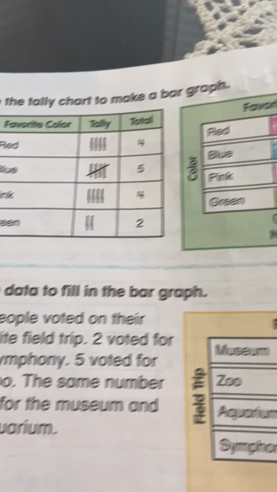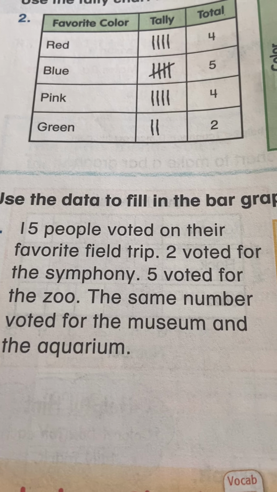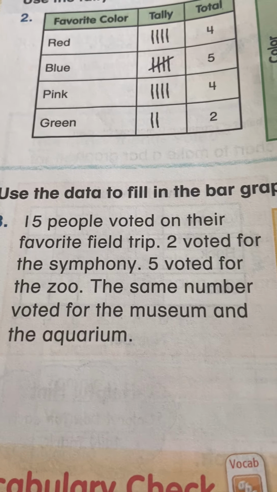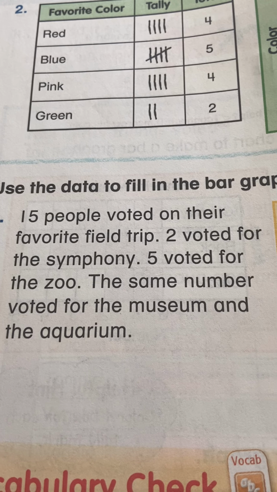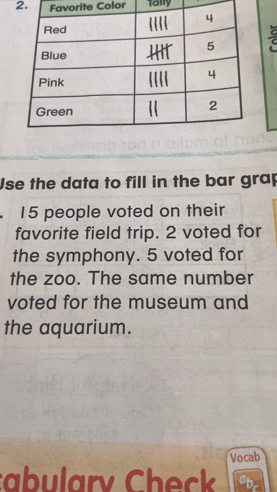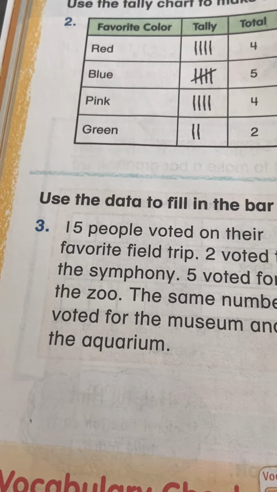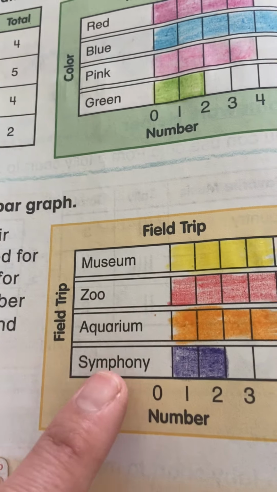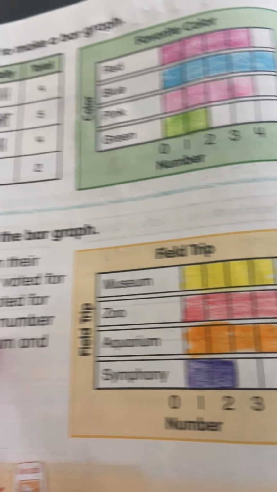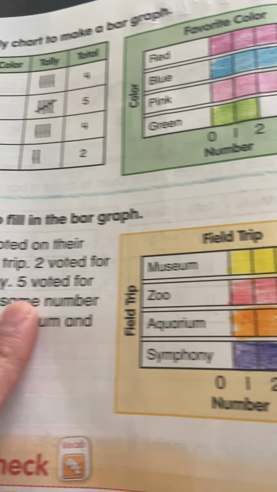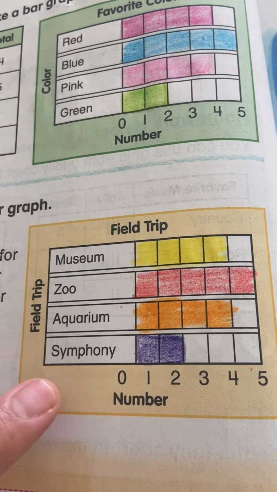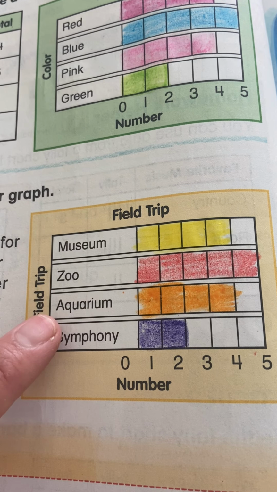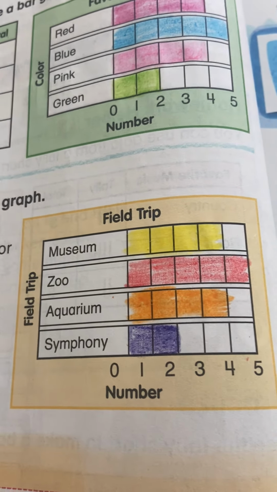And then number 3 said this: 15 people voted on their favorite field trip. 2 voted for the symphony. 5 voted for the zoo. The same number voted for the museum and the aquarium. Okay? So first I put down the information that they told me here. 2 voted for the symphony. So symphony, I have 2. And then it says 5 voted for the zoo. So for zoo, I have 5. And then it said the same number of people voted for the aquarium and the museum. Okay? So that was 4 here and 4 here. Okay?